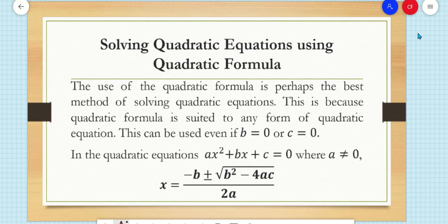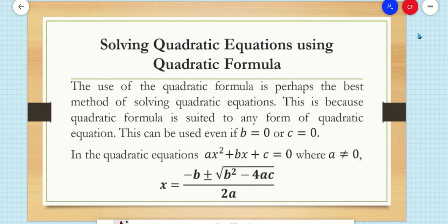Hello, good morning. So for today's lesson, I'm going to tackle solving quadratic equations using the quadratic formula. So ito yung last method, no? The use of the quadratic formula is perhaps the best method of solving quadratic equations. This is because the quadratic formula is suited to any form of quadratic equation. This can be used even if b equals 0 or c equals 0. So, madaling salita, kahit na incomplete yung equation, pwede nating gamitin yung quadratic formula.